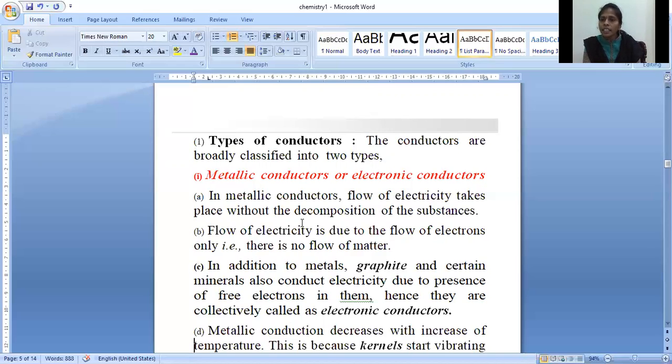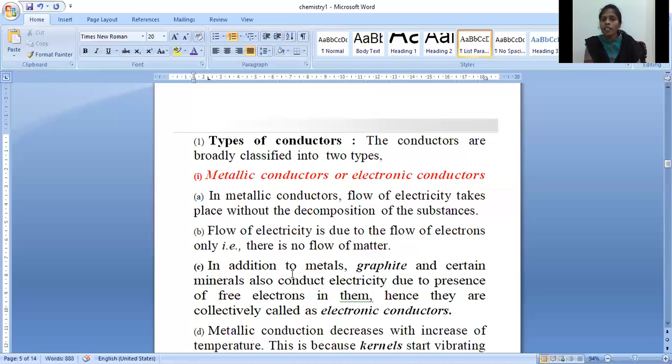Metallic conductors are electronic conductors. The flow of electricity is due to the flow of electrons only; that is, there is no flow of matter. Matter is not moving from one place to another, only the electrons are moving. Due to the movement of electrons from one place to another, the materials exhibit conductance. Electronic conductors are the metallic conductors.